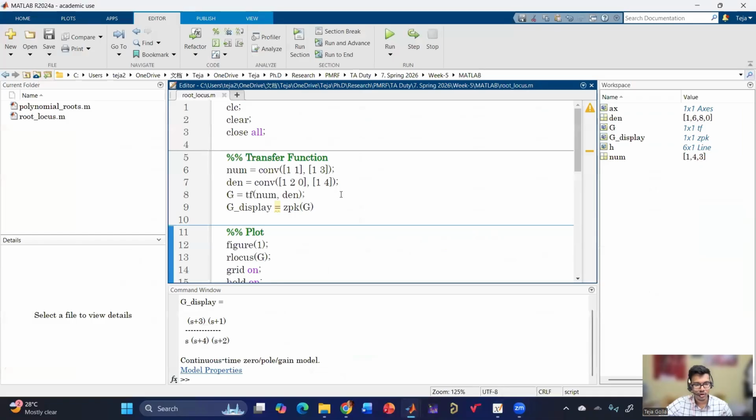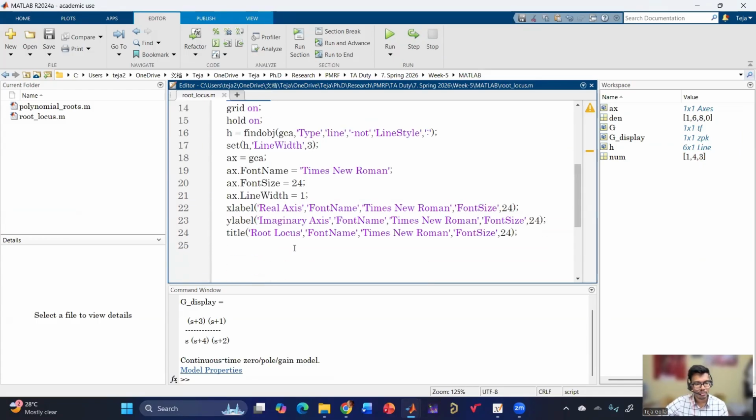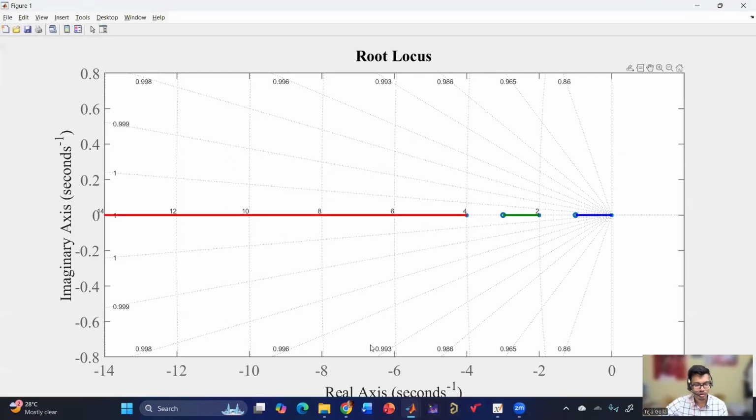These are just a few commands that we will understand as we do more problems. And it is simple. The plot command is still here, but the bottom ones are to set the Times New Roman font and all those things, this font and everything.